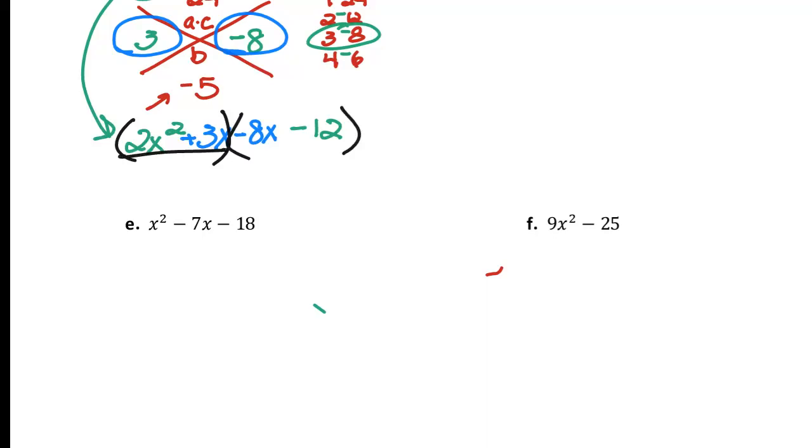When I divide 2x squared plus 3x, what do they have in common? X, so x comes out front. So what do you have left? 2x plus 3. I have negative 8x minus 12.